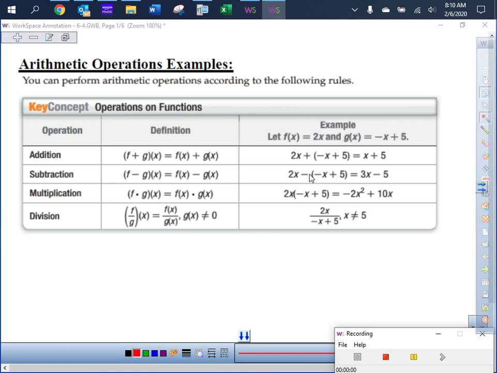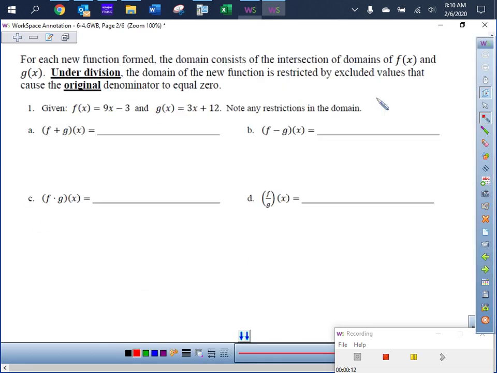Today we're doing operations with polynomials. And the operations are addition, subtraction, multiplication, and division. Those are our basic operations. So the easiest way to do this is to just dive in and swim. But the weird part about operations with functions is they ask us to note any restrictions in the domain.